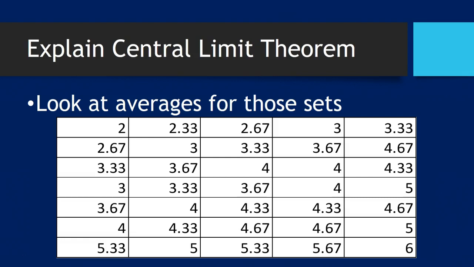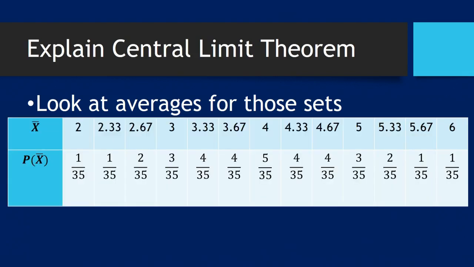Now, if you looked at those averages, which all came from the sets of size 3, and you created a probability distribution, this is what it would look like. The averages, if you go back to that previous slide, were 2, 2.33, 2.67, 3, 3.33, 3.67, and so on and so forth. So they go from 2 to 6.